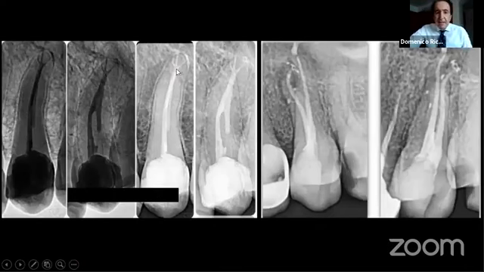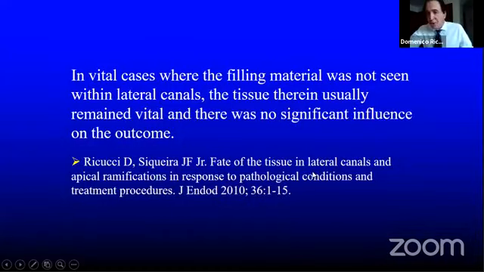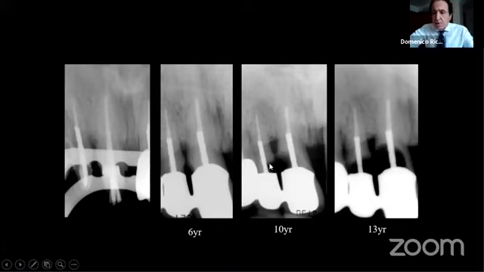And again, this may appear beautiful in the X-ray and please many people, but unfortunately, I say endodontics has taken a wrong path. I know that this is the mainstream, and I am totally against the mainstream. Not me, biology is against the mainstream. So you can ask me, is there any histological evidence? Yes, it was published 10 years ago, and I can show you what happened.